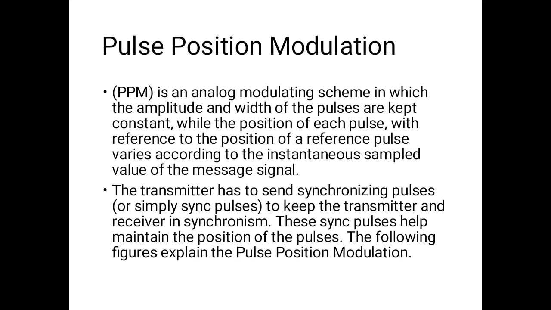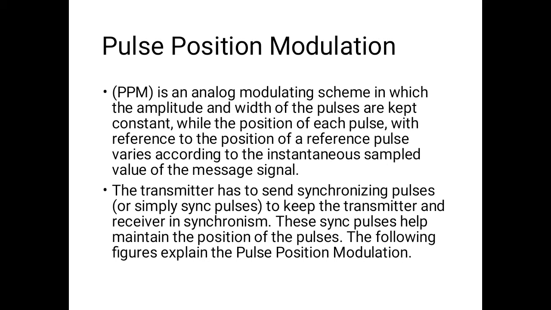One thing you have to remember about pulse position modulation is that it is completely dependent on pulse width modulation. It is generated from PWM. The difference between PPM and PWM is that in PWM, the width of the carrier pulse is changed according to the audio signal. In PPM, the position of the carrier wave is changed in accordance with the modulating signal.